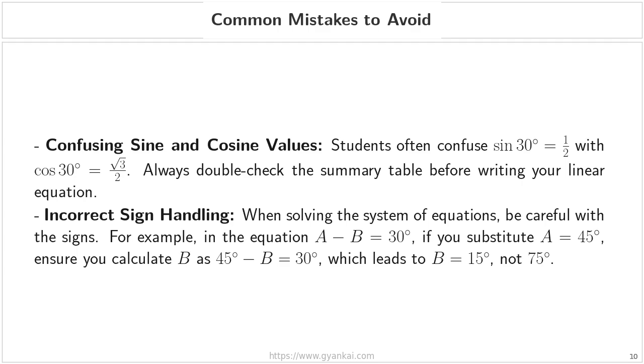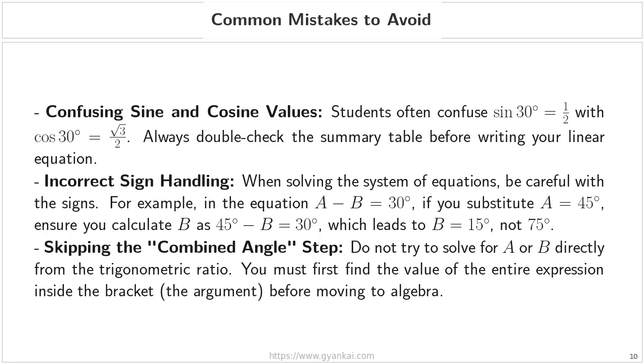Second, pay close attention to your sign handling when solving the algebraic part of the problem. When you are working with the system of equations we just solved, a simple mistake with a plus or minus sign can change everything. For example, if you have the equation a minus b equals 30 degrees and you substitute 45 degrees for a, you must calculate b as 45 degrees minus b equals 30 degrees, which correctly gives you 15 degrees. If you aren't careful with the subtraction, you might mistakenly end up with 75 degrees.